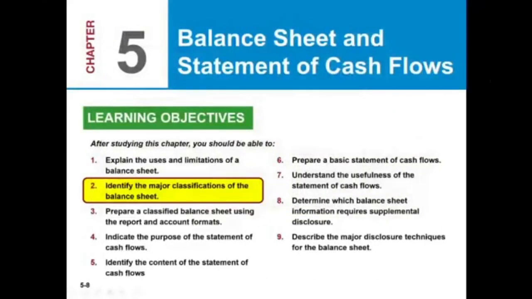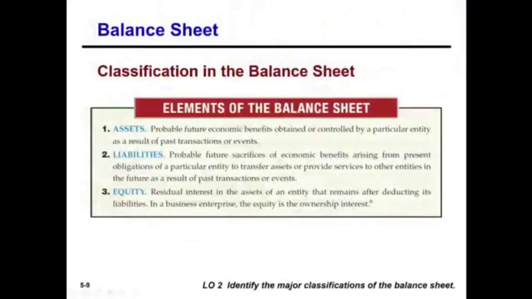Identify the major classifications of the balance sheet. So what are the major classifications? We already talked about them: assets, liabilities, and equity. And hopefully you know what an asset is: a probable future economic benefit obtained or controlled by a certain entity as a result of a past transaction. Liabilities are probable future sacrifices. So assets are benefits, liabilities are sacrifices of economic benefit, usually cash. You sacrifice cash arising from a present obligation.